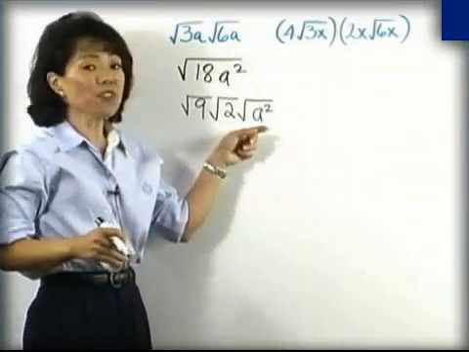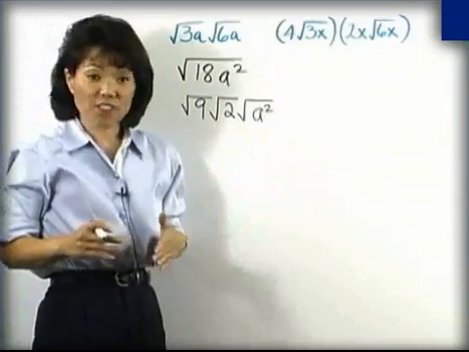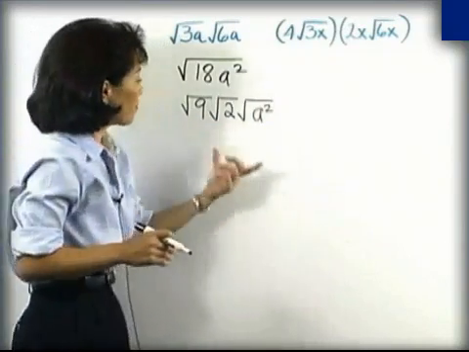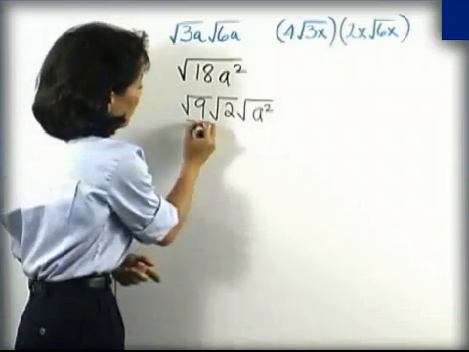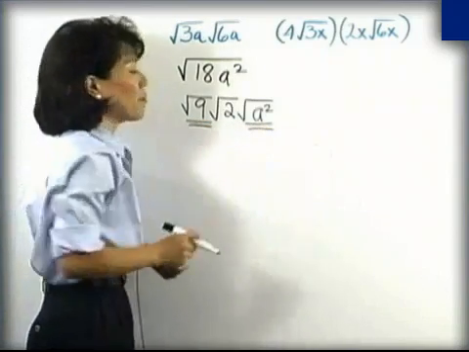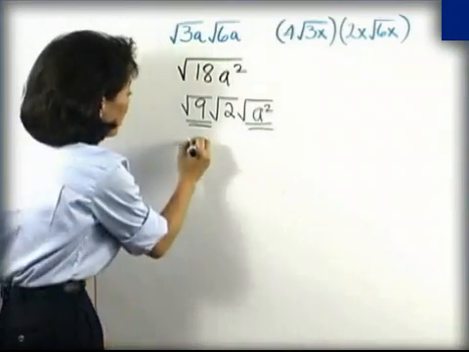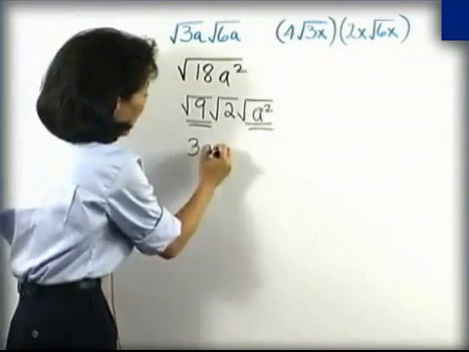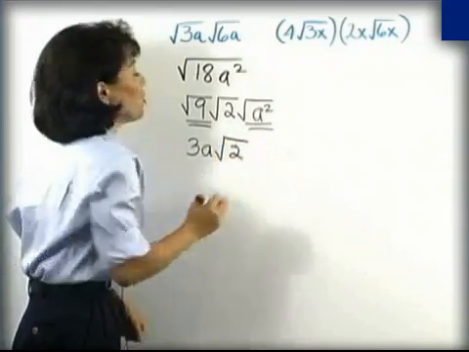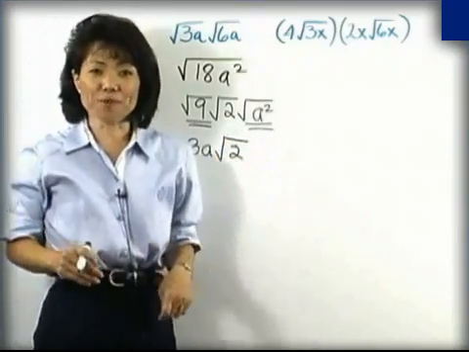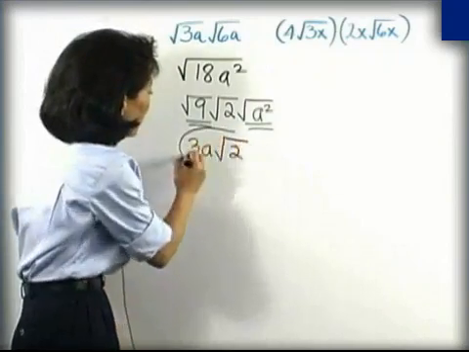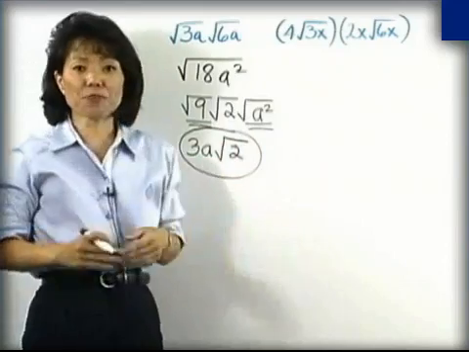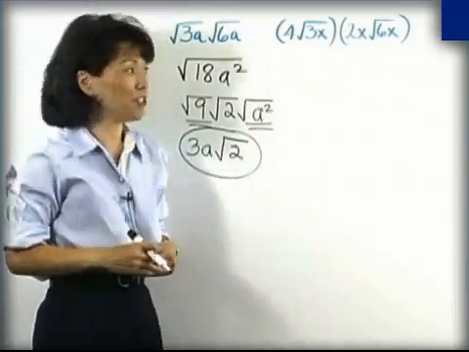Now notice here we also have a perfect square, a squared. So both of the front and the last ones, here and here, can be simplified. The square root of 9 is 3, the square root of a squared is a, and the 2 has to remain under the radical symbol. So we say that this product simplifies down to 3a times the square root of 2.